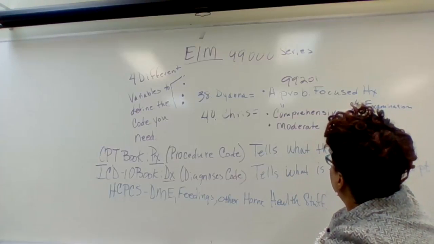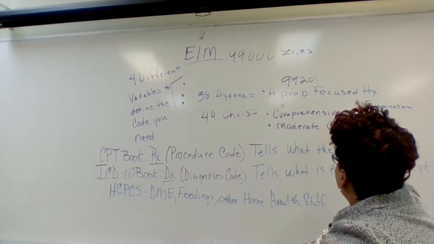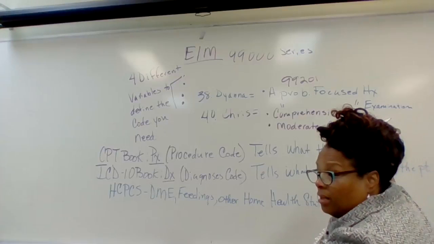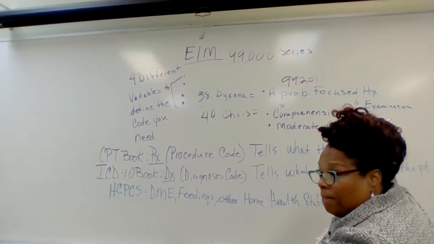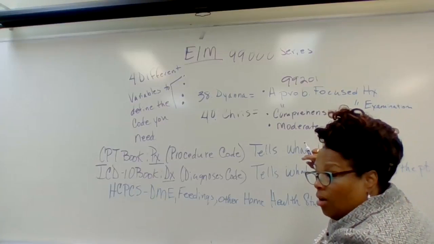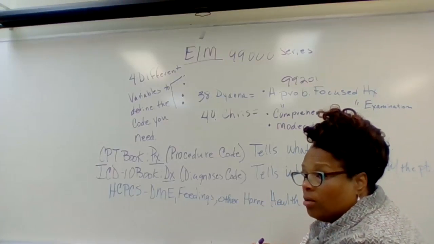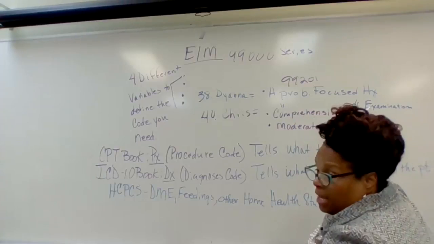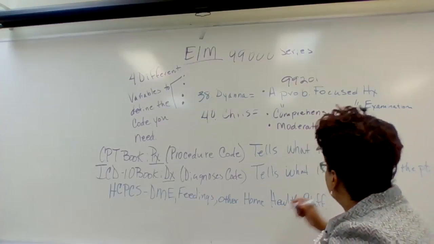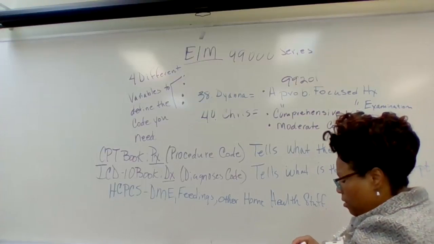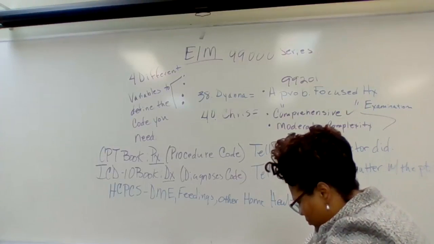Comprehensive is 99215. Okay. Do you see a moderate complexity mentioned anywhere in there? Yes, I do. I see a high complexity. A high complexity? Yes. Okay. So high complexity overshadows the moderate. Okay. But you did find comprehensive, right? Yeah, I found comprehensive history, and high complexity. Okay, very good.